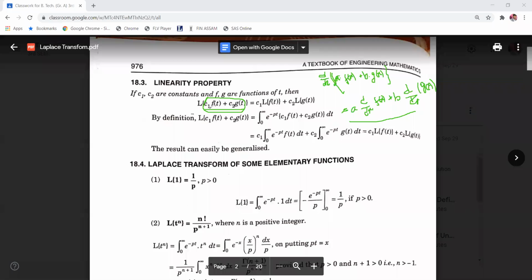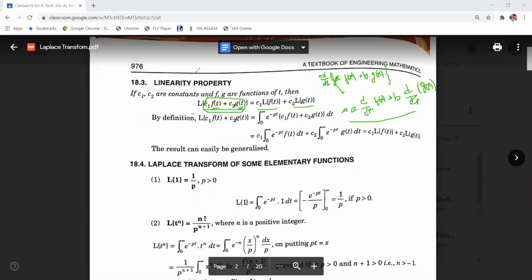So simply you need to find the Laplace transform of this f(t) and the Laplace transform of g(t). Then how will you write? C1 times the Laplace transform of f(t) plus C2 times the Laplace transform of g(t). If it is plus, then plus. If it is minus, then minus. But not for product and division. Only for plus and minus. That is the linear combination property.